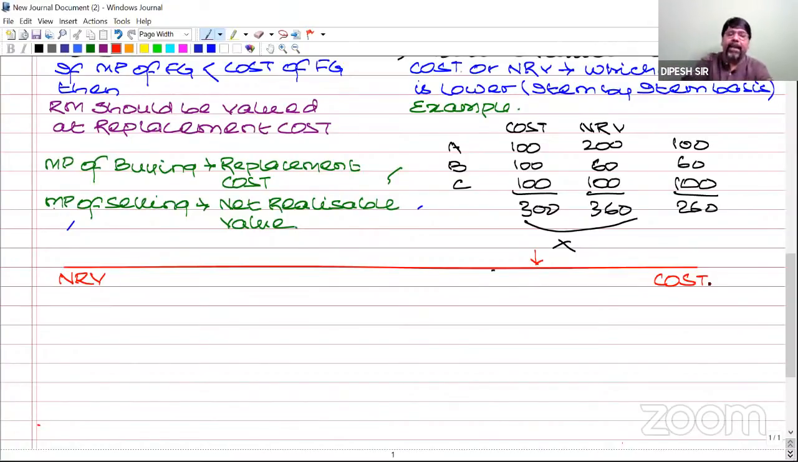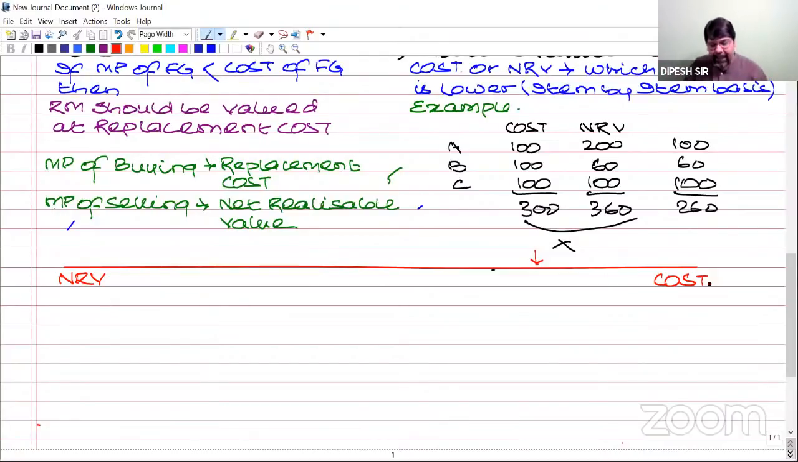Thereafter, expected selling expenditure, how much? Expected selling expenditure is 1 rupee 50 paisa. If expected selling expenditure is 1 rupee 50 paisa, then net realizable value is how much? 30 I will get. 2 rupees cost of completion, 1 rupee 50 paisa expected selling expenditure. That means total expenditure is 3 rupees 50 paisa. Ultimately, I'll get how much? 26 rupees 50 paisa. That is net realizable value.